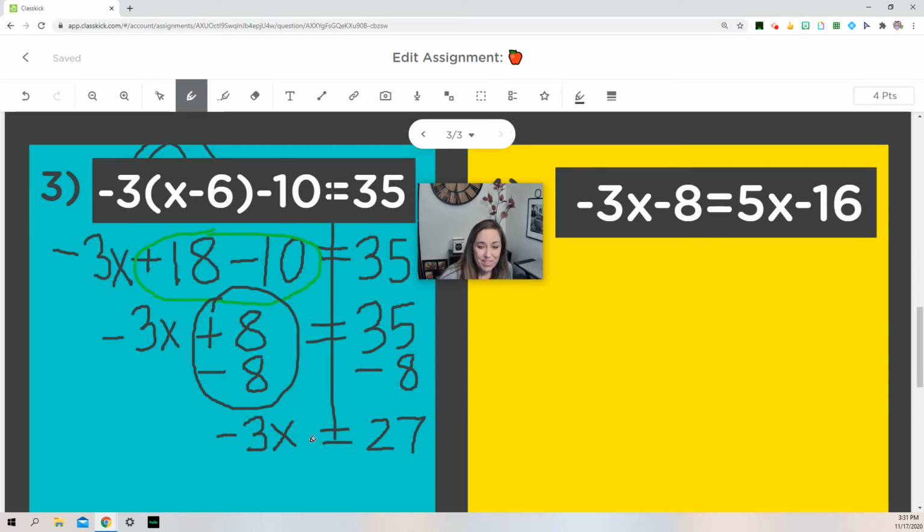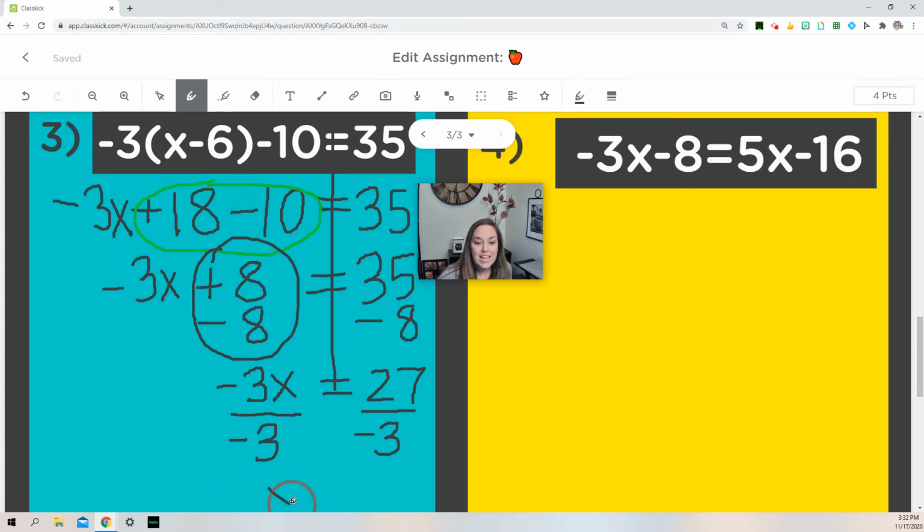One more step. They're multiplying by -3, so I'm going to divide by -3. And 27 divided by -3 is -9. A positive divided by a negative is a negative. And 27 divided by 3 is 9. So that is -9. And if I wanted to check that, I would just plug that in for x. And I should get a true statement. I should get 35 equals 35 on both sides.